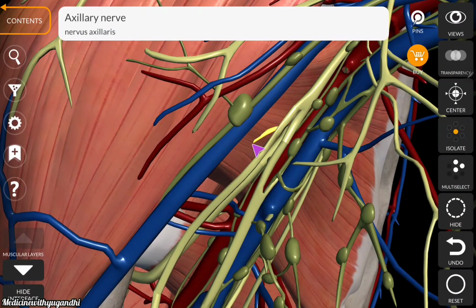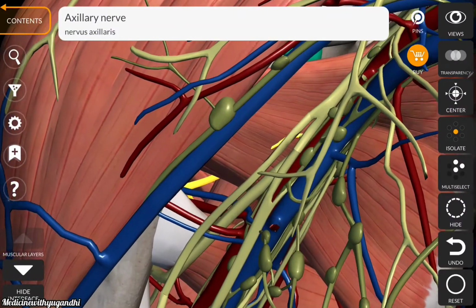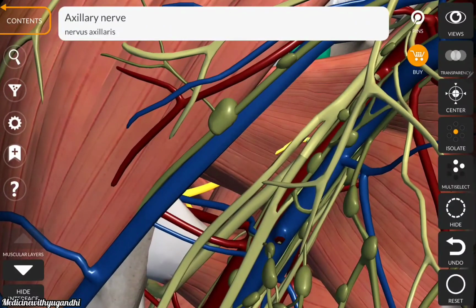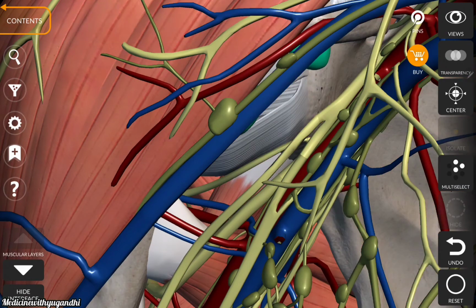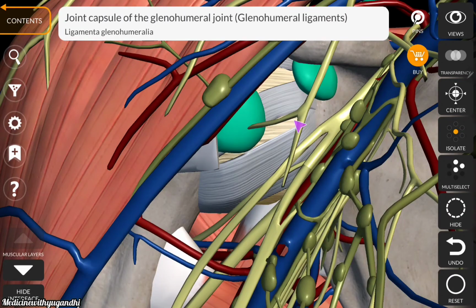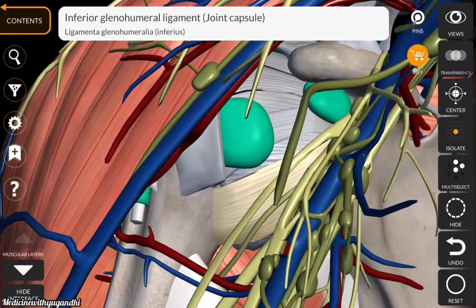Here you could see the axillary nerve. It winds around the lower part of the subscapularis muscle, and it is closely related to the capsule of the shoulder joint, right? In order to show that, I am going to remove the subscapularis muscle also. See how it is closely related to the capsule of the shoulder joint. Here you could see the joint capsule, which is strengthened anteriorly by the glenohumeral ligaments.